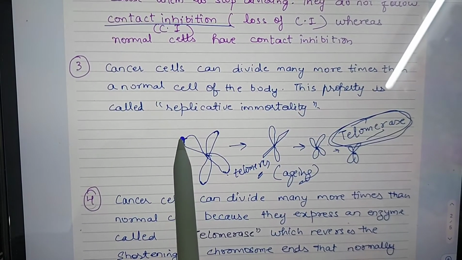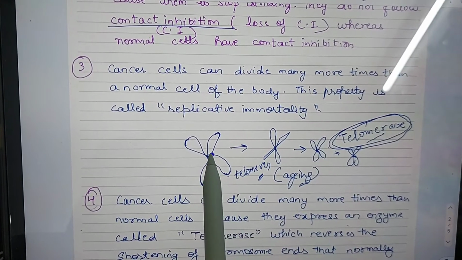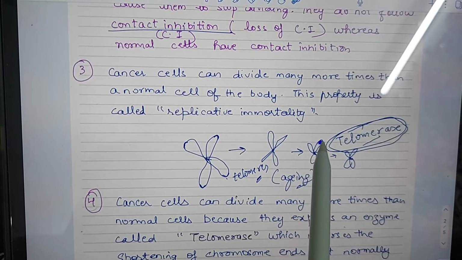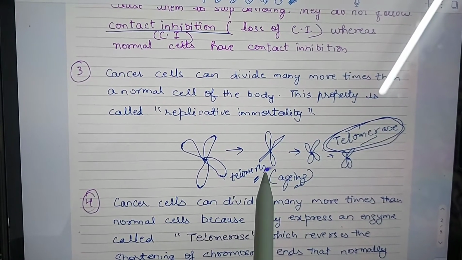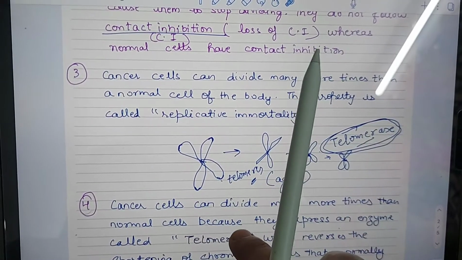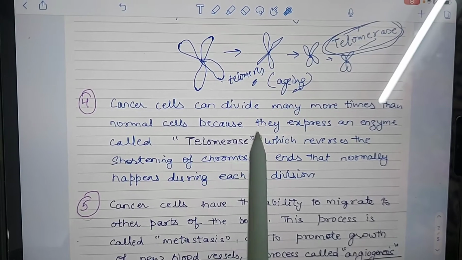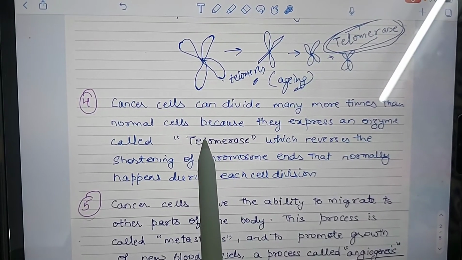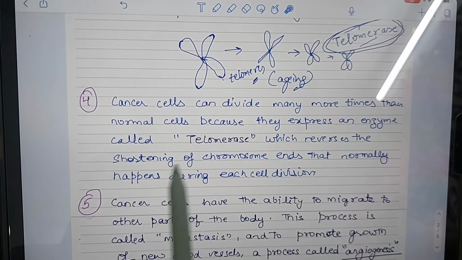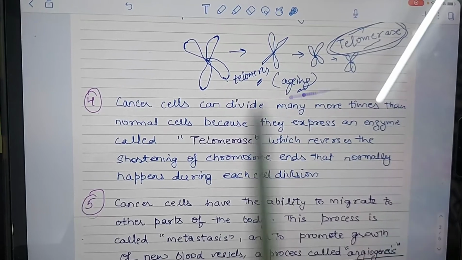So these tips of the chromosomes, they're called telomeres. So what happens after each cell division? Telomere shortening takes place. Okay, so these telomeres shorten up and this is called aging. This is how a cell ages. Now cancer cells can express a protein called telomerase. Telomerase is an enzyme which is expressed by the cancer cells. What this enzyme does is reverse the shortening of chromosome ends that normally happens during each cell division. So this is their fourth property.